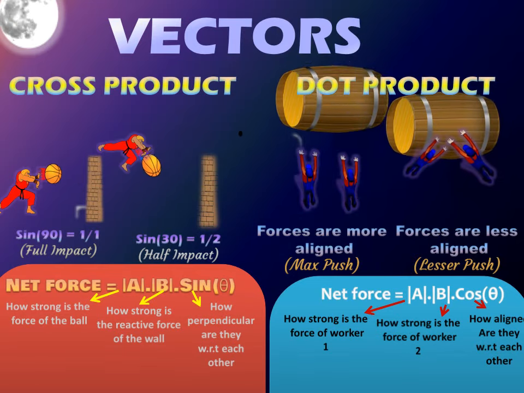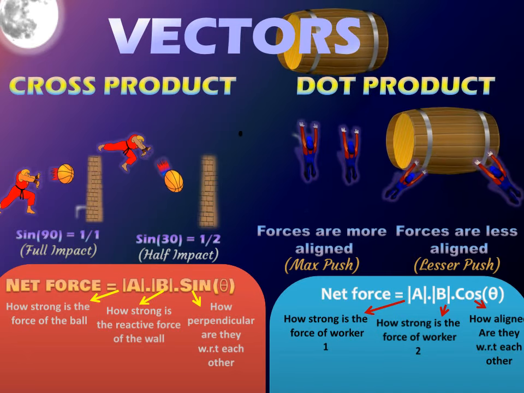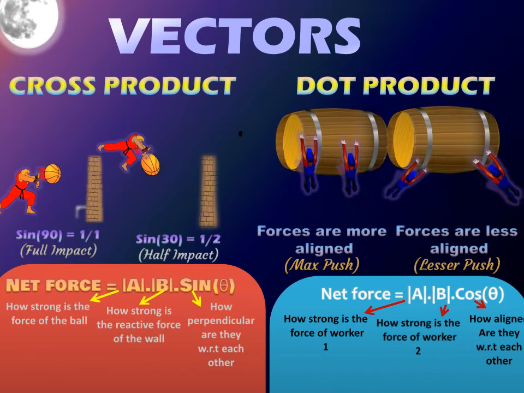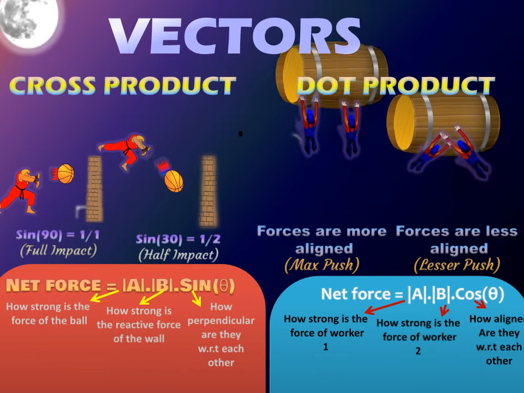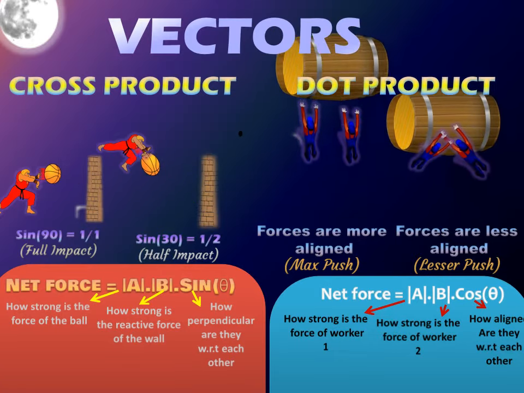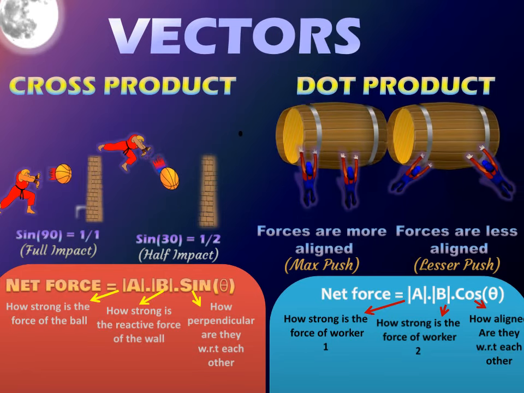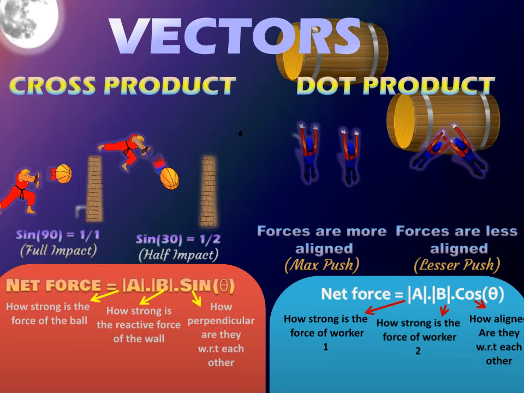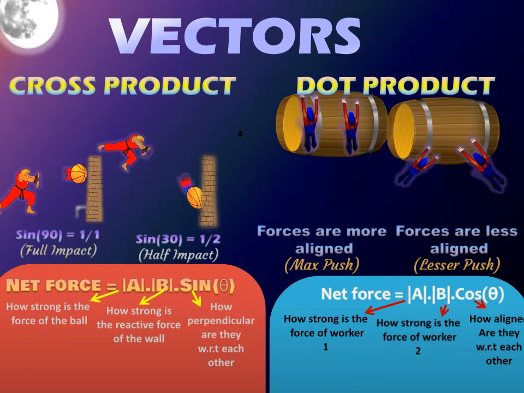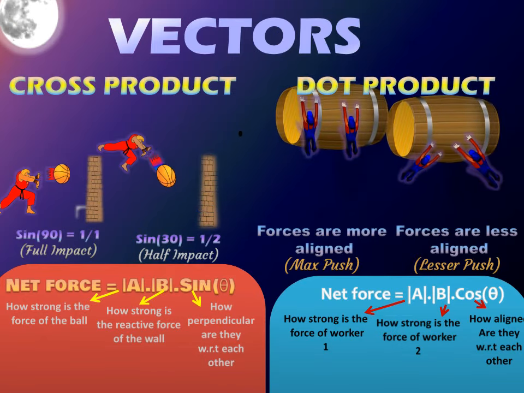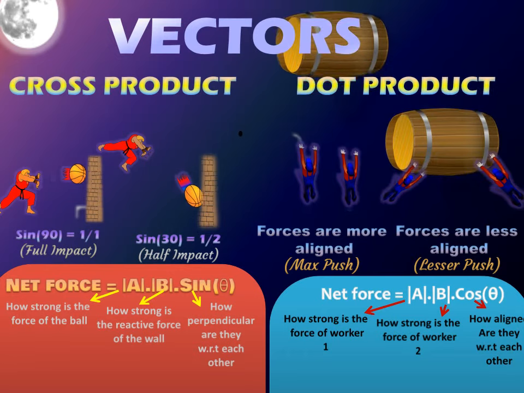Now let's look at dot product. Cos theta, as we noted, comes into those cases in math where two forces are such that they produce maximum impact at 0 degrees with respect to each other, when they are acting parallel, when they are aligned with each other. Now just look at this case. The two workers are pushing at 0 degree, so the force is maximum. In the second case, the two workers are pushing at an angle greater than 0, so maybe 60 degree, and the result is that the forces are less aligned, so the push is lesser.